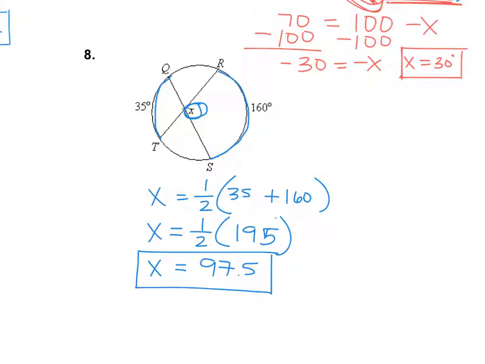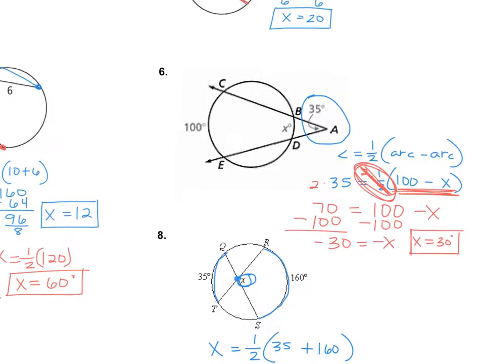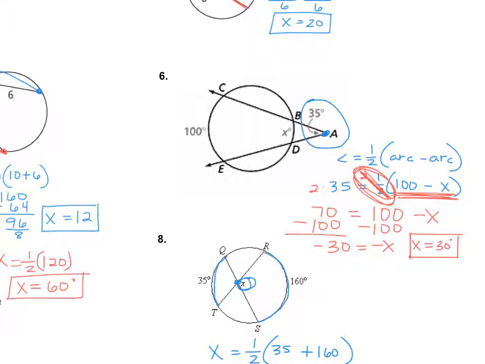So when it's inside, it's add. When it's outside, where the angle meets outside, you subtract. So because the angle where they met is inside the circle, for number 8, you're adding. Because it meets outside on number 6, you're subtracting. Okay?